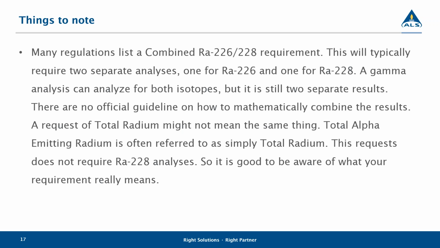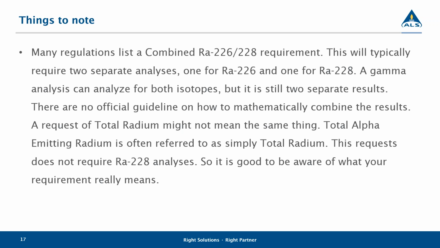so you can run into slight differences on how lab A and lab B are trying to combine it, or you might have another lab that says, you know what, we'll just let you figure that part out, here's your two numbers. A request of total radium might not necessarily mean the same thing. Total alpha emitting radium a lot of times is just simply referred to as total radium. So if you ask for total radium, there's a chance all you're going to get is radium-226 with maybe the 223 and 224. So you need to be aware of what requirement you are needing to answer to.